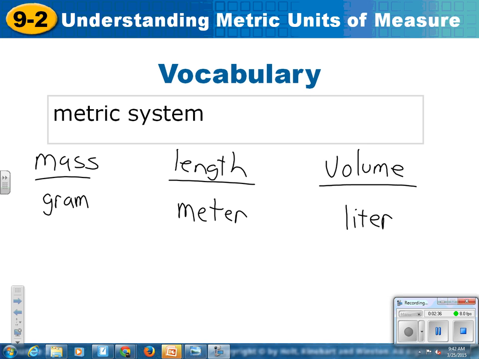Now, a kilogram is 1,000 grams. A kilometer is 1,000 meters. A kiloliter is 1,000 liters. You understand that? Just like a milligram, there's 1,000 milligrams in 1 gram. There's 1,000 millimeters in a meter, and there's 1,000 milliliters in 1 liter. It's the same throughout. That's the beauty of the metric system.